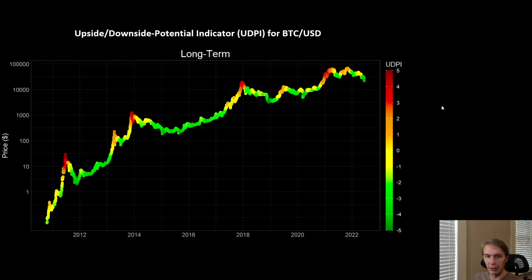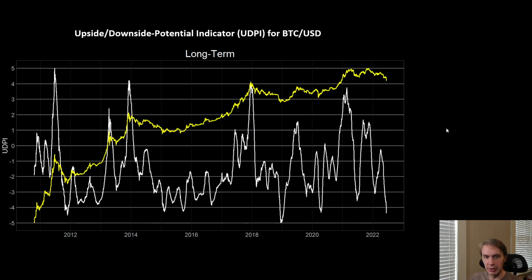And I'll flip over to showing the raw output of the model because I think we can visualize this a little more clearly here. With crypto, we know it goes through these market cycles, or at least so far in its history it's gone through these market cycles. You'll have some big parabolic move to the upside. You then have a bear market, which finds a bottom eventually. Big parabolic move, bear market, parabolic move, etc. And the UDPI is able to track those market cycles.